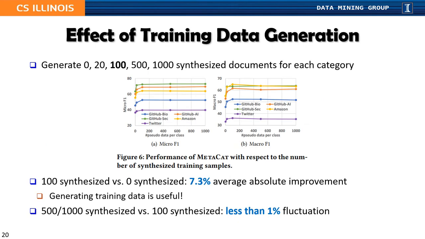To examine the effect of training data generation, we use 0, 20, 100, 500, and 1000 synthesized documents for each category in our framework and check their performance. We find that when comparing 100 synthesized documents with 0 synthesized ones, the average absolute improvement is 7.3%. This observation validates our claim that incorporating generated training data can boost classification performance. However, when the number of synthesized documents becomes larger, the performance fluctuation is quite subtle. Moreover, generating too many data will make the training process inefficient. To strike a good balance, we use 100 synthesized training data in our framework.